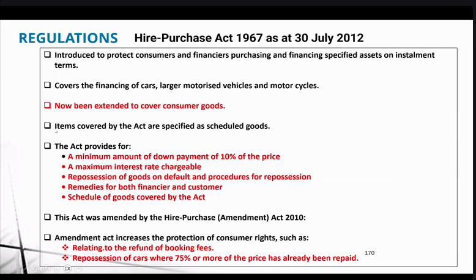Hire Purchase Act, it covers cars. When you look at this, you think car financing, auto finance. It's now been extended to cover consumer goods. And these are the rules that they have. Minimum down payment 10%, maximum interest rate charge. These are all the rules under the Hire Purchase Act. It was amended in 2010 where they increased the protection of consumer rights. They defined the refundable booking fees, and they made the rule for repossession of cars where if you have 75% or more of the price already repaid, you have to get a judgment order.